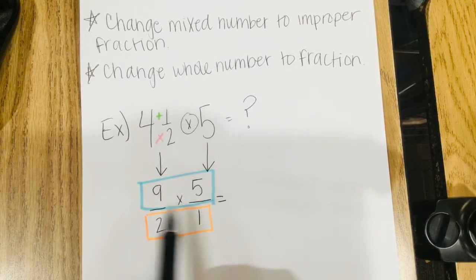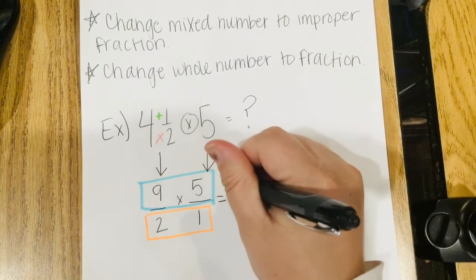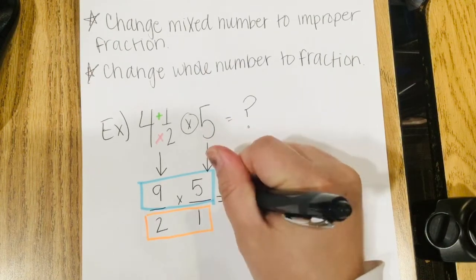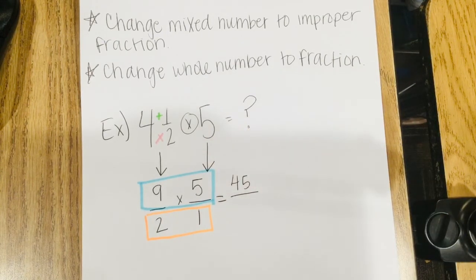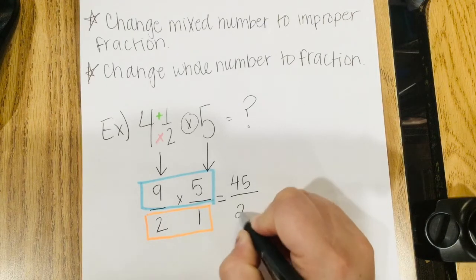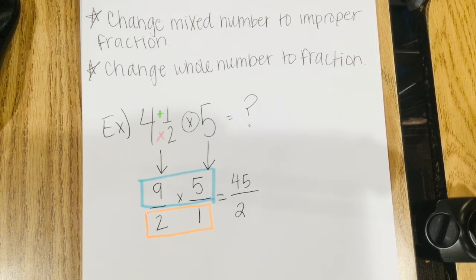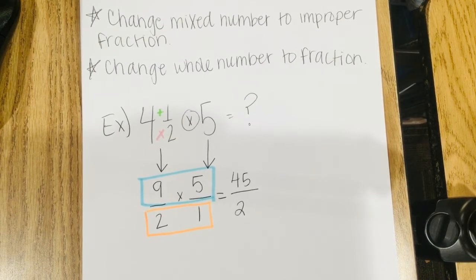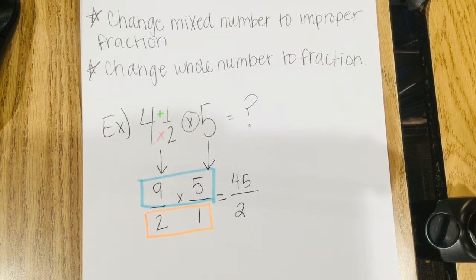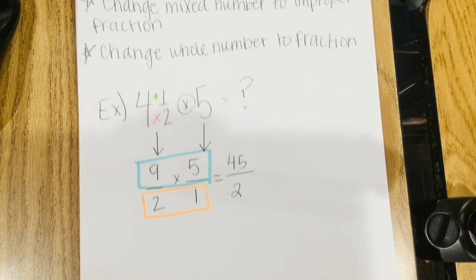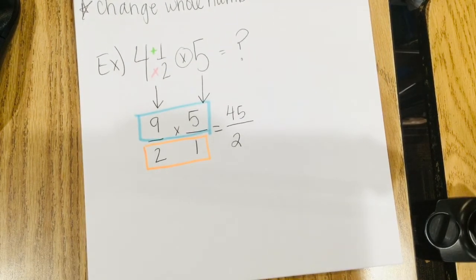All right, so 9 times 5, I know, is 45. And then 2 times 1 is 2. Oh, but wait, this is an improper fraction. Now I'm going to check. Can 2 go into 45? No. So I'm going to have to do long division. So I'm going to push the paper up just a little bit more.